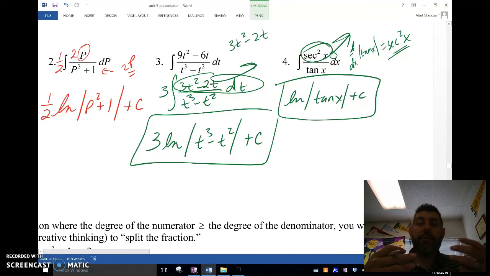So there you go. There are 4 examples of using the integration rules for natural logarithms.